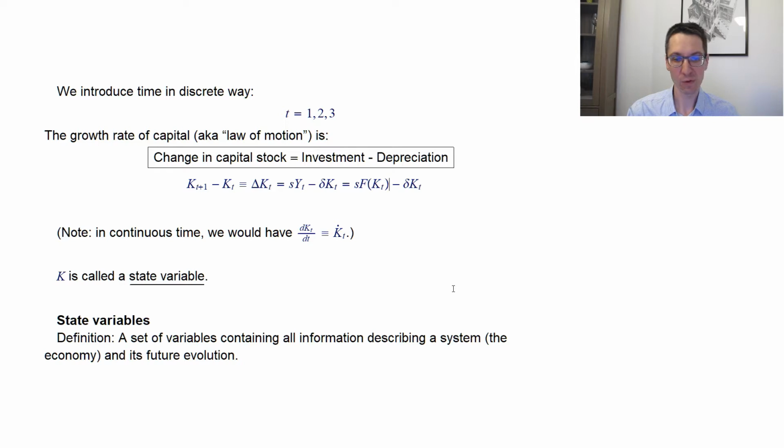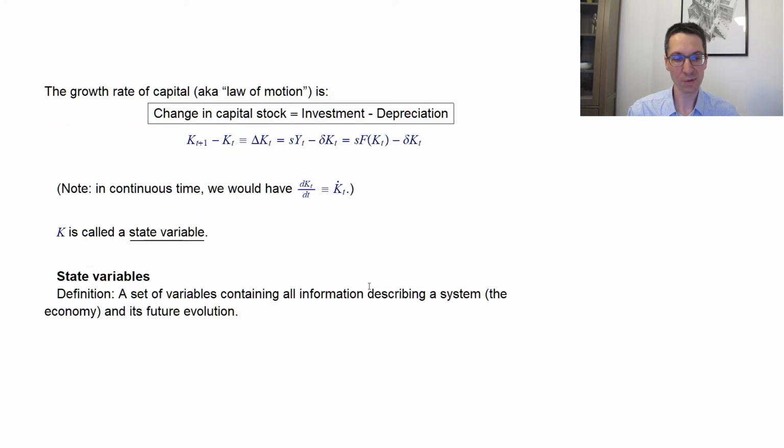One note is, if I was dealing with continuous time, then instead of capital delta k_t, I would simply consider the time derivative, dk_t/dt, for a very small amount of change over time. So it's as if I always look at how much capital I have, and we write this as k dot of t.